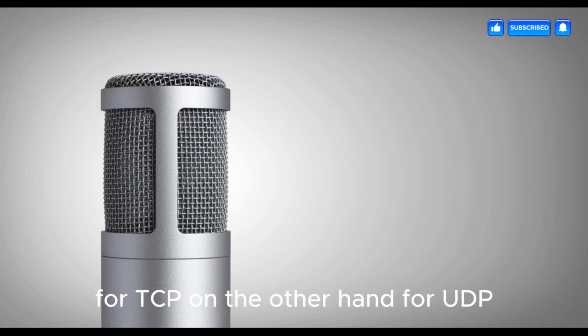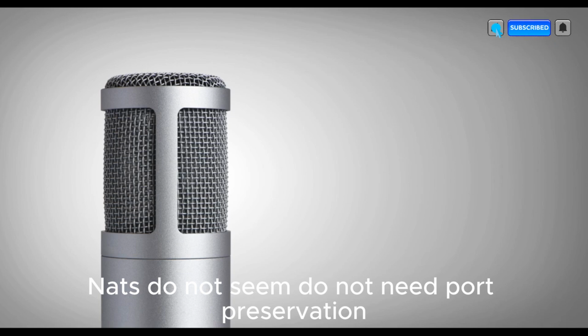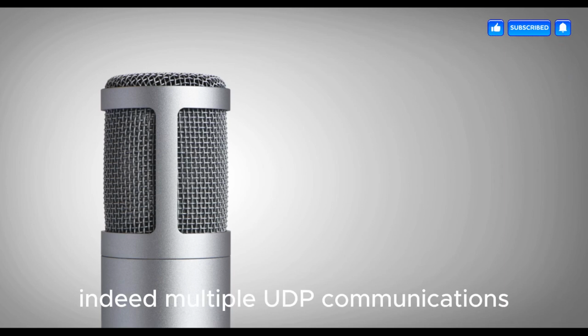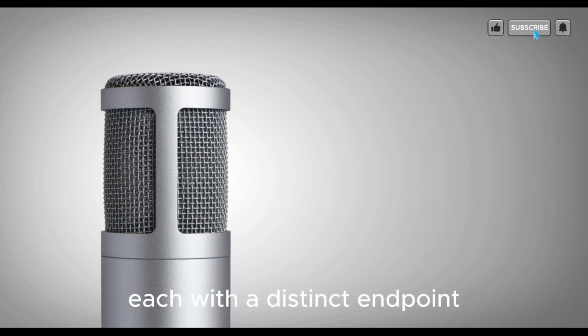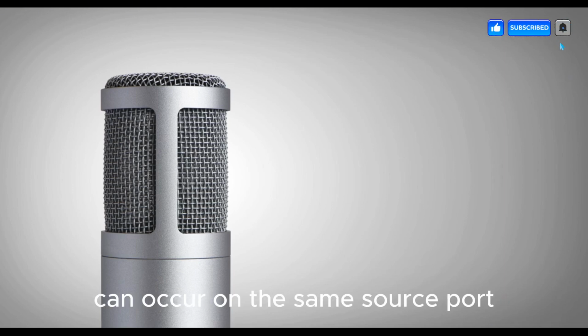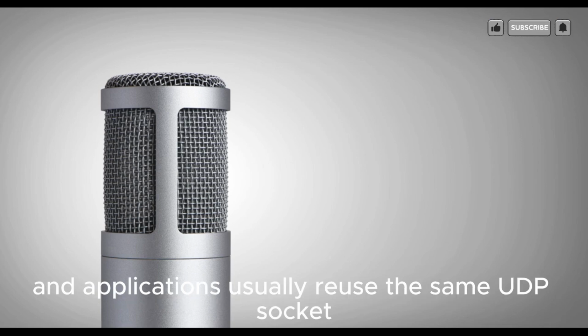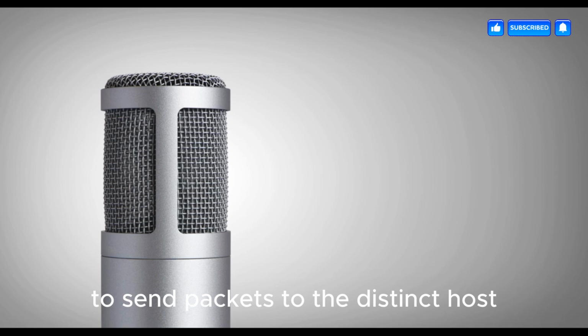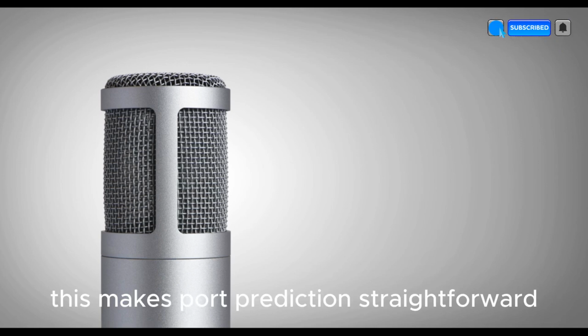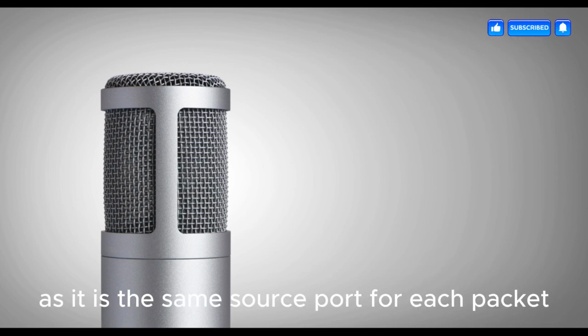On the other hand, for UDP, NATs do not need port preservation. Indeed, multiple UDP communications, each with a distinct endpoint, can occur on the same source port, and applications usually reuse the same UDP socket to send packets to distinct hosts. This makes port prediction straightforward, as it is the same source port for each packet.